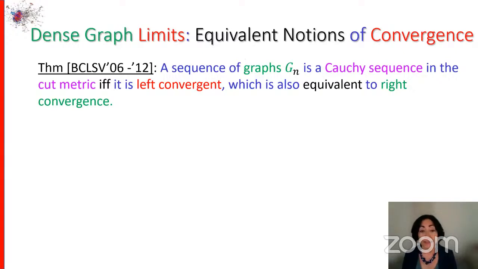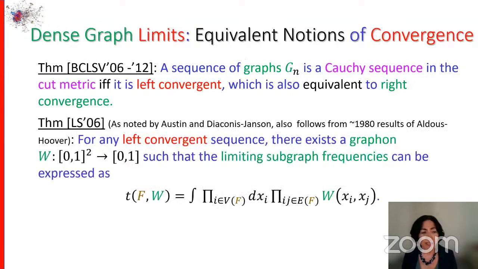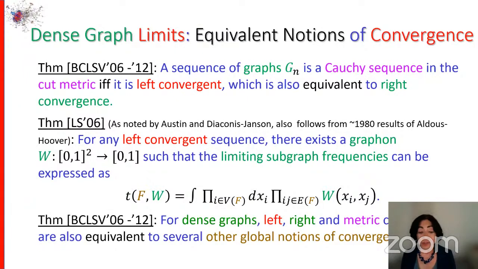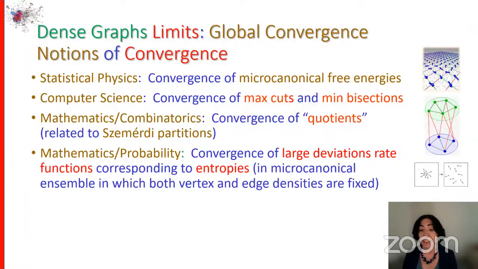It turns out, and this is from a whole series of papers with Christian Borgs, Lotzi Lovász, Vera Sós, and Katalin Vesztergombi, that a sequence of graphs is a Cauchy sequence in the cut metric if and only if it's left convergent, which seemed very local, and right convergent, which seemed pretty global. Lovász and Szegedy, and as was pointed out later by Tim Austin and Diaconis and Janson, this would have followed from about a 1980 result of Aldous and Hoover. There does exist a limiting graphon. And then it turns out for dense graphs, left, right, metric, and many other notions are equivalent to each other.